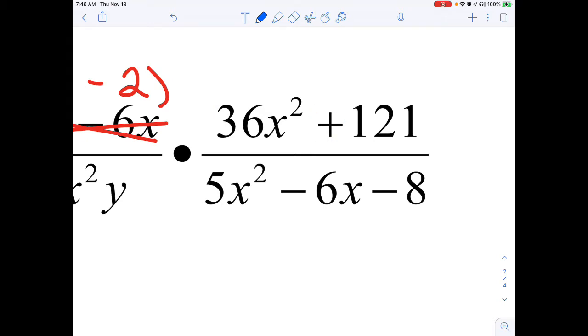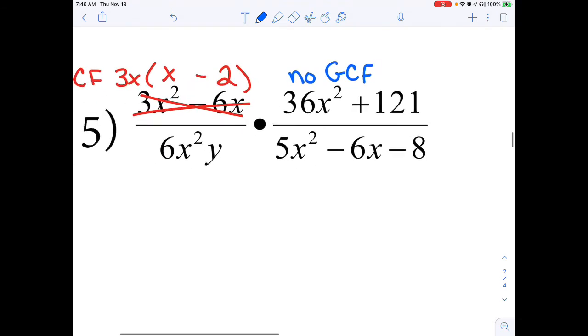Now let's make sure we're all clear. If it was a minus sign, you would have 6x plus 11 and 6x minus 11 because you would do the square root thing. But that is not a minus sign. So guys, there's no GCF here, and it is not the difference of perfect squares. It's only the sum of perfect squares. That doesn't factor. Again, if it was a minus sign, it would factor.